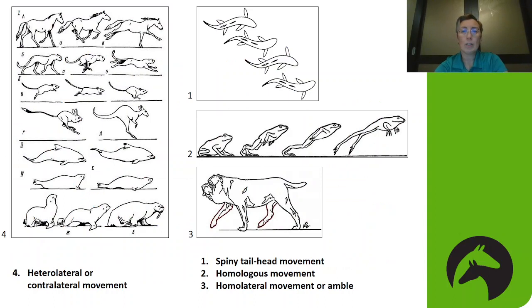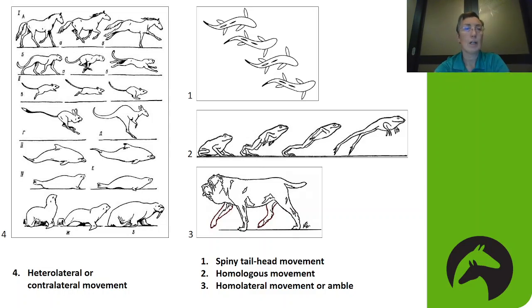Here on the picture you can see it. First, fish, and fishes have spiny tail-head movement. Frogs, amphibians, they have homologous movement, but also they have heterolateral. The third, you can see here a dog with abnormal movement. This is amble, and you know that it's not healthy.